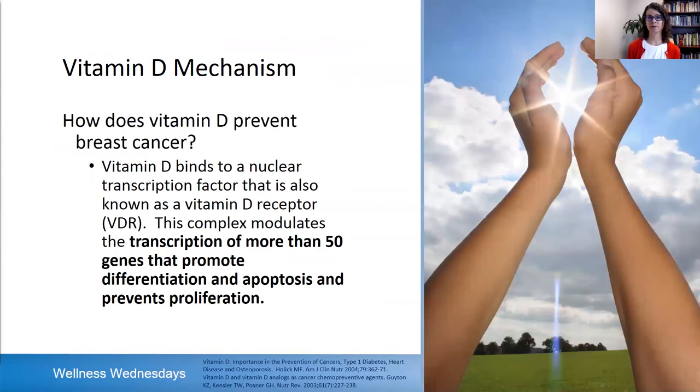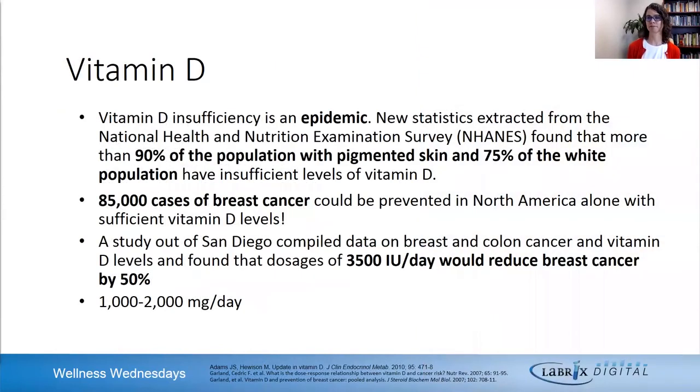How does vitamin D prevent breast cancer? It binds to a specific nuclear transcription factor known as the vitamin D receptor, VDR. And this modulates the transcription of more than 50 genes that promote differentiation and apoptosis to help prevent proliferation. So vitamin D can be a very powerful tool in cancer prevention.